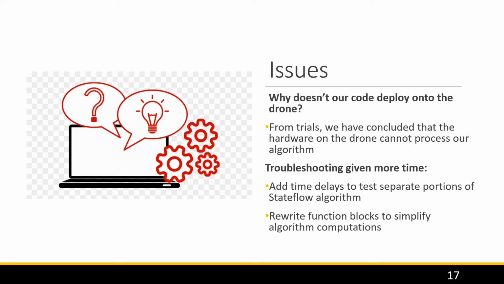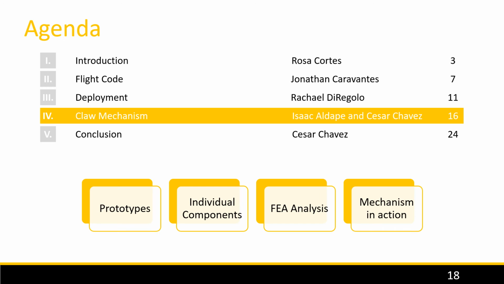Given more time, we would like to go into our code and rewrite some function blocks to try to simplify our algorithm computations and give the drone a shot at responding and deploying successfully. I will now be passing it off to Isaac and Cesar to discuss the claw mechanism portion of this project.